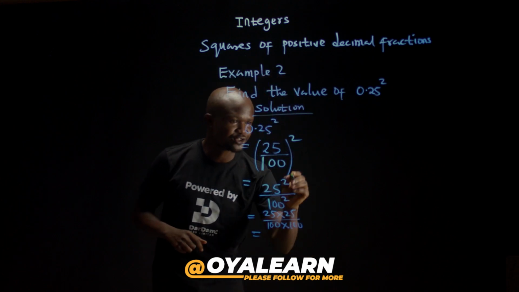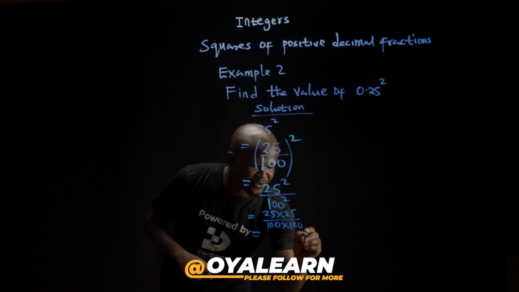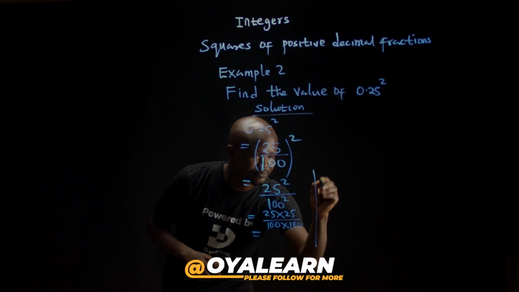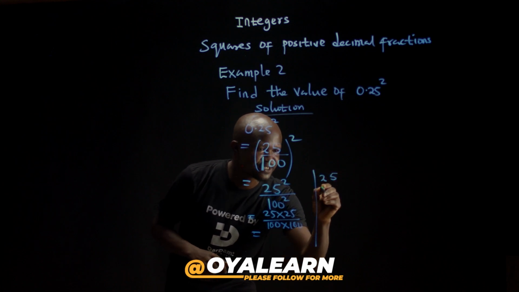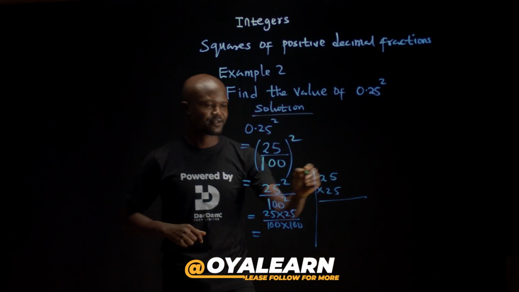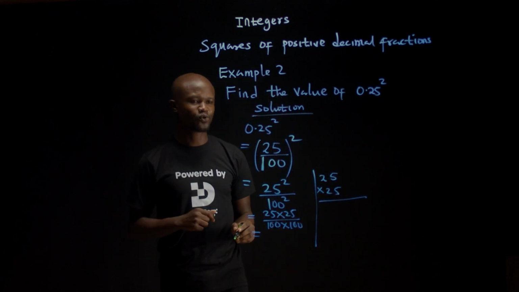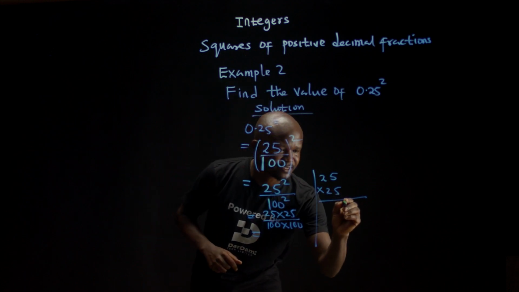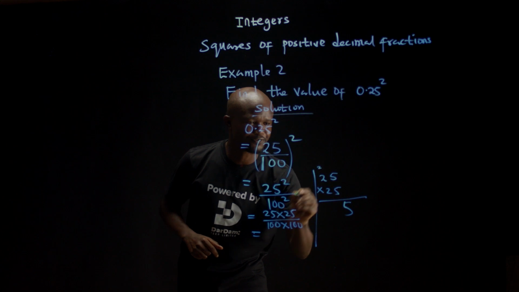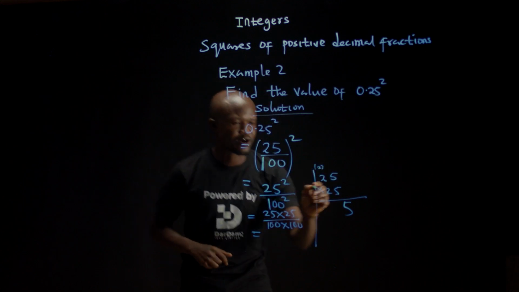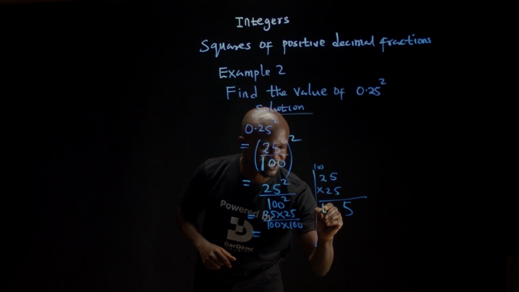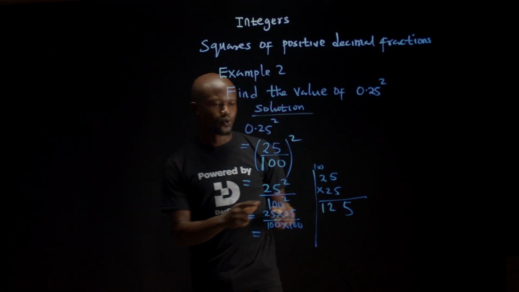How do you do that? 25 times 25. Now, 5 times 5, what do we have? That is 25. Then we carry 2. Don't forget to carry 2. Now, 5 times 2, what do we have? That's 10. Plus 2, we have 12.